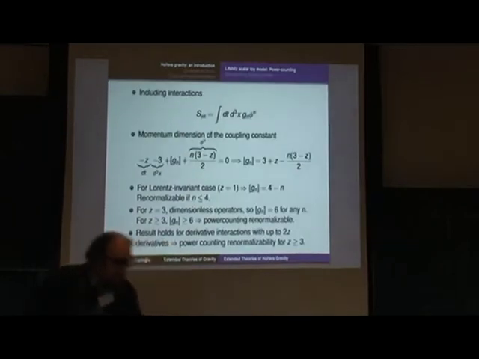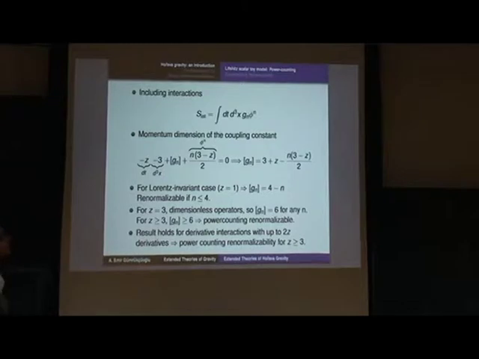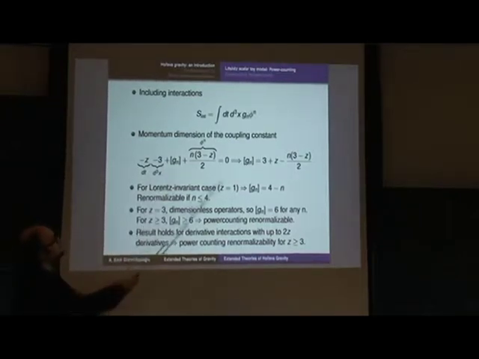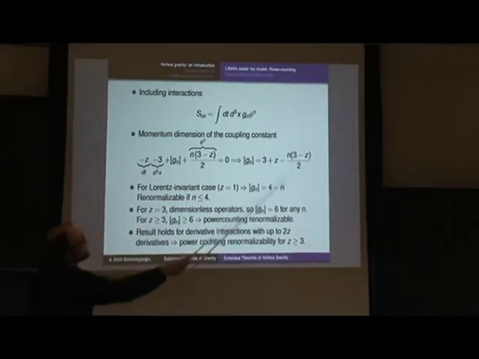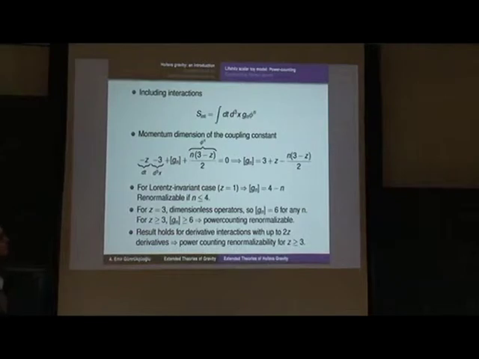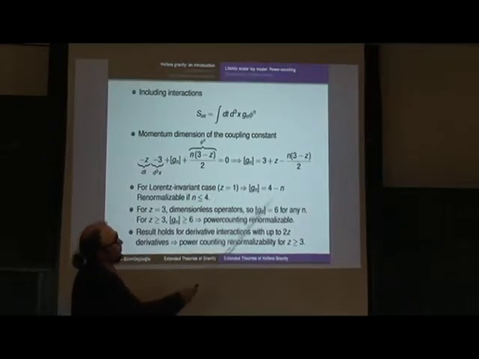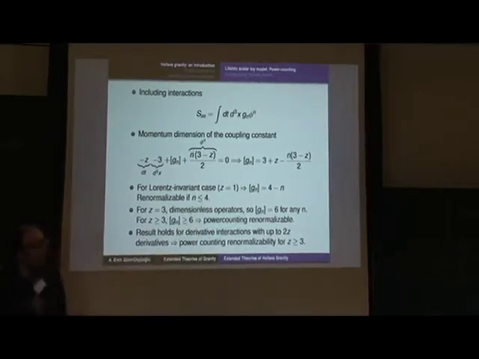And so if you move on to include some interactions that are non-derivative, then you can actually calculate the momentum dimension of the coupling constant, which is like this. So if this is positive, then you can have power counting renormalizability in this naive dimensional counting. And again, if we look at the relativistic case, you can see that this is 4 minus n, where n is the power here. So basically this tells you that up to phi to the 4 theory is power counting renormalizable.